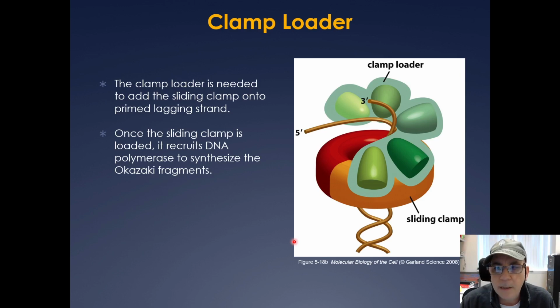Now, the sliding clamp is actually loaded by this enzyme called the clamp loader, and the clamp loader is needed to add the sliding clamp onto the initial leading strand, and then every time a new Okazaki fragment is started, the clamp loader loads the sliding clamp, and then the polymerase can come in and you can synthesize the lagging strand. Okay, so this happens every time an Okazaki fragment is being created.